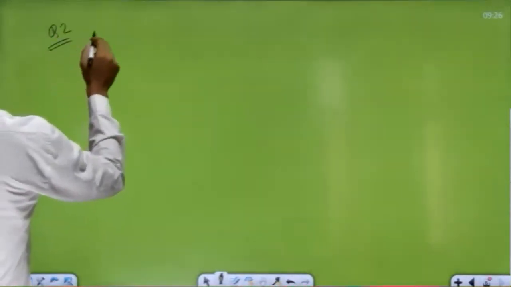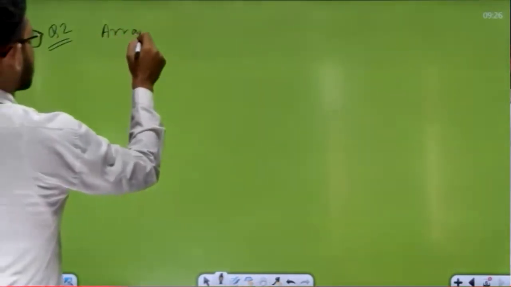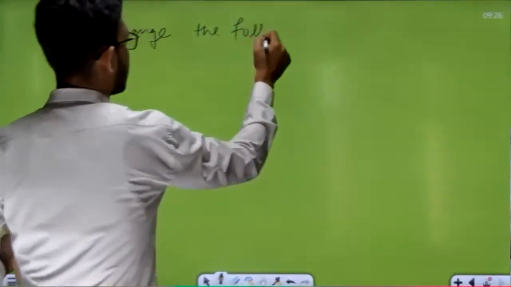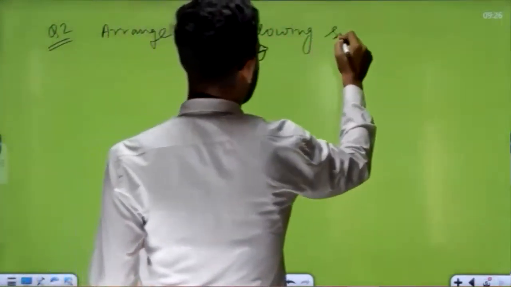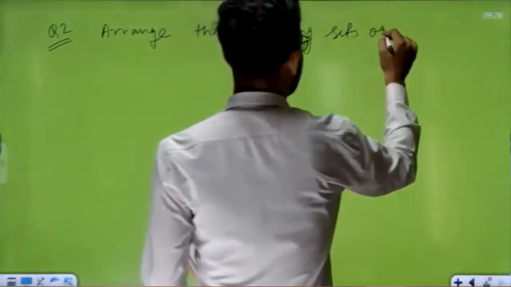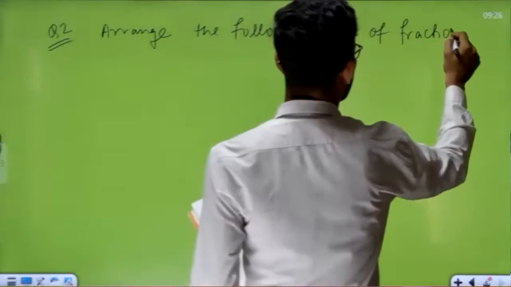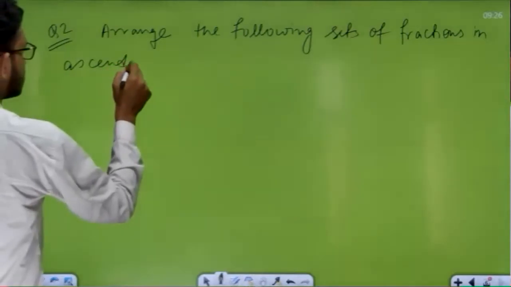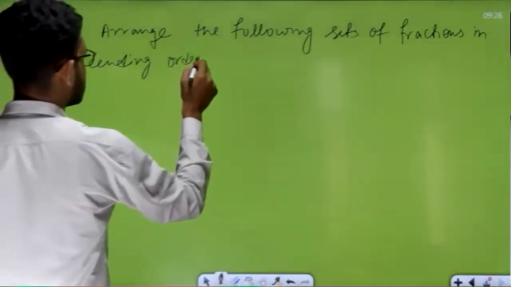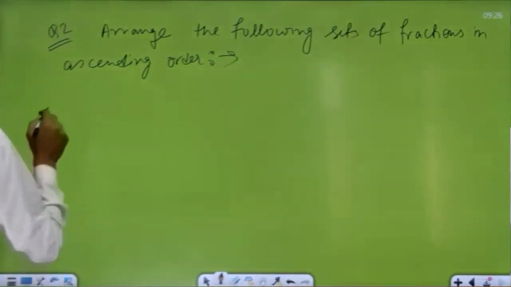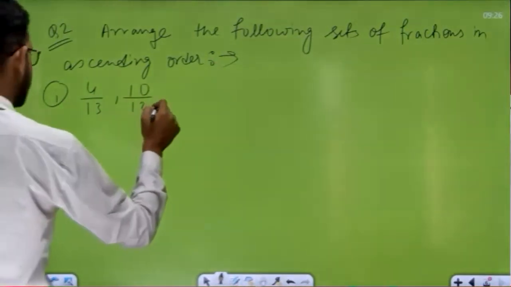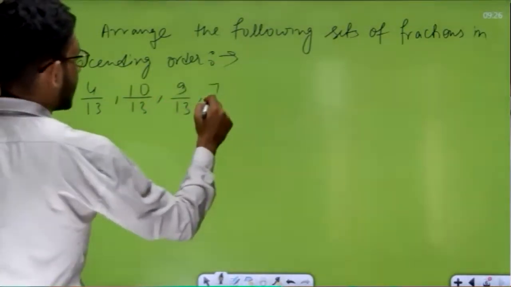Next question. Arrange the following sets of fractions in ascending order. Okay, so first question: 4 upon 13, 10 upon 13, 9 upon 13 and 7 upon 13.